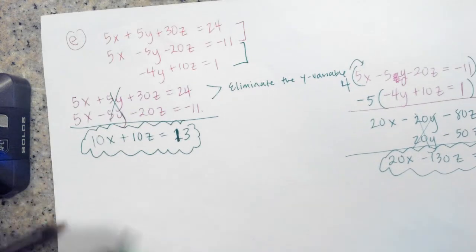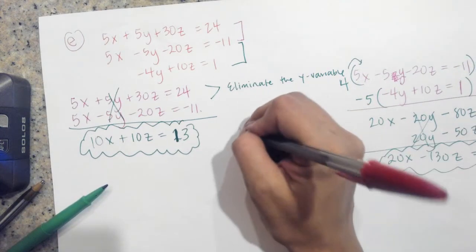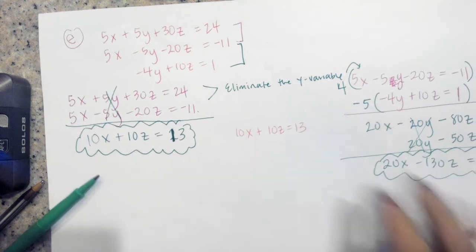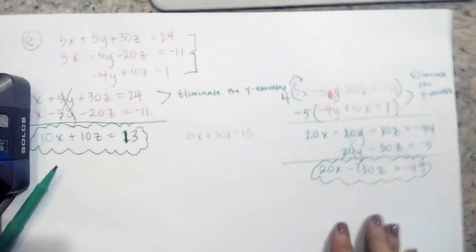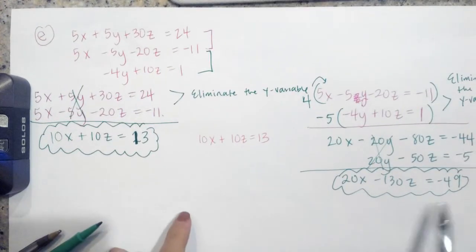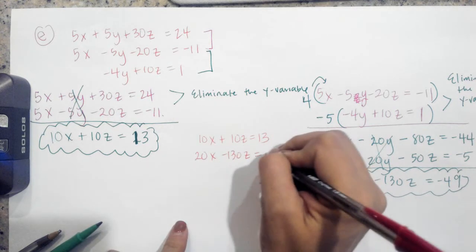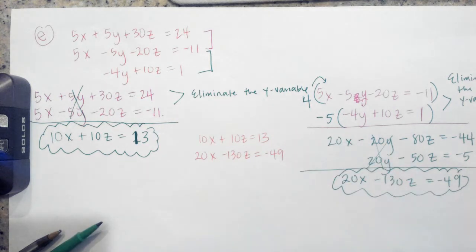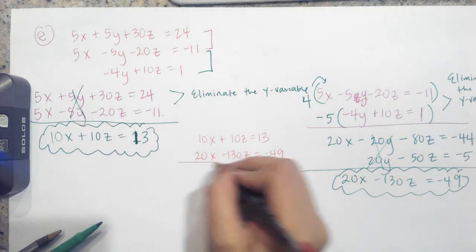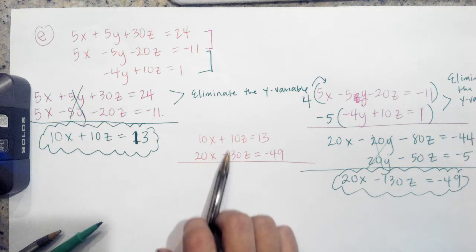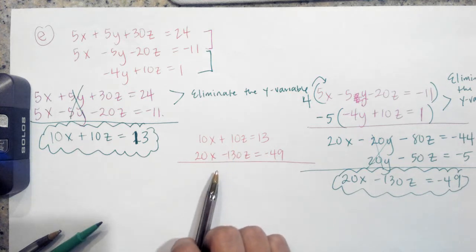So now I'm going to compare them. So I'm going to write them right next to each other. So I have 10x plus 10z equals 13. Let me skip my camera over a little bit. And then I have 20x minus 130z equals negative 49. Alright, so then I'm just going to pick one of my variables to cancel out. I like how this guy's positive and this guy's negative already, so I'm going to eliminate my z variable.